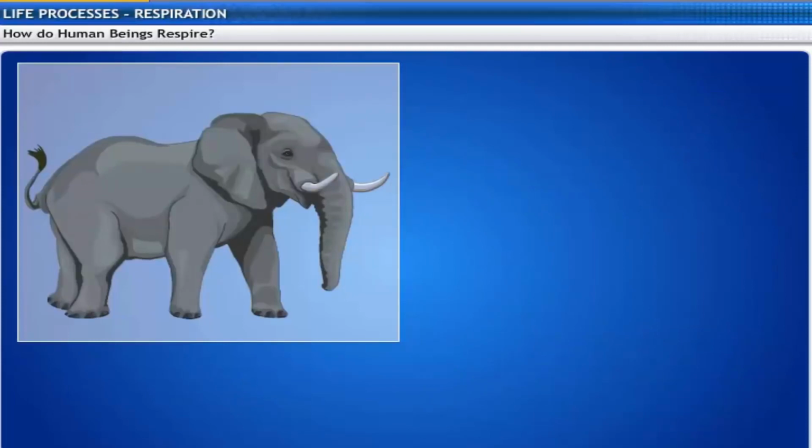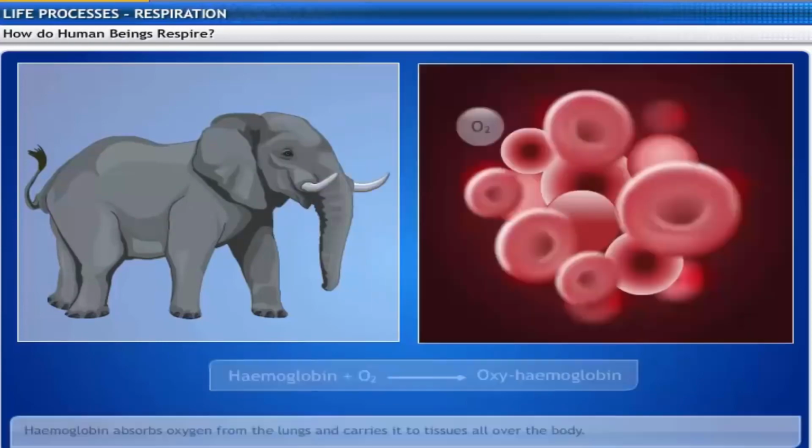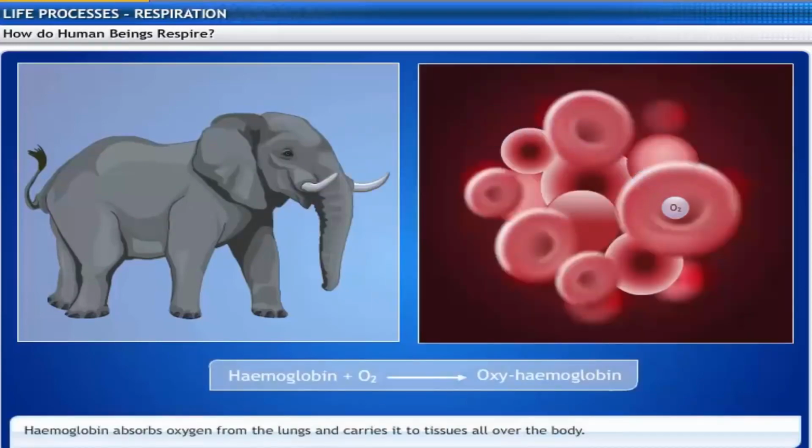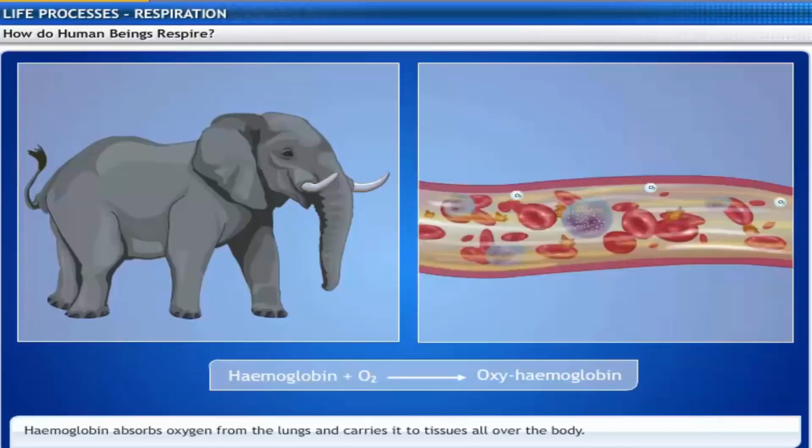It is difficult for oxygen to reach all parts of the body through diffusion in larger animals. Haemoglobin, a pigment present in red blood cells, binds with oxygen from the air in the lungs, forming oxyhemoglobin. Later, through oxyhemoglobin, oxygen is distributed to tissues all over the body.